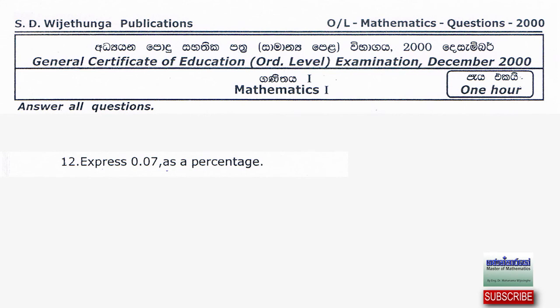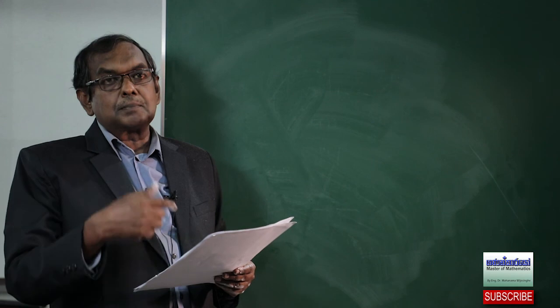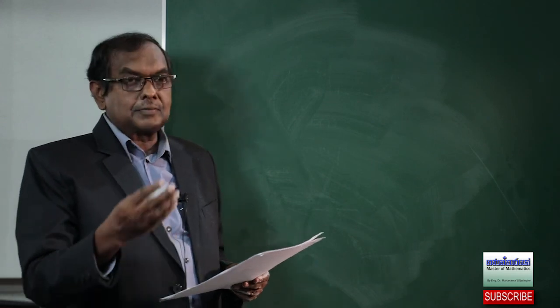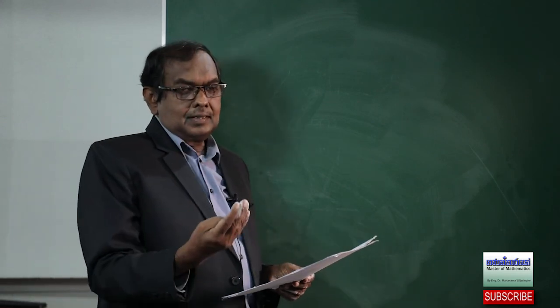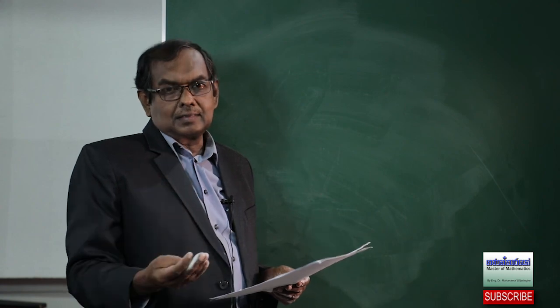Next question, number 12. Express 0.07 as a percentage. How do we get the percentage? That means how do we change the decimal value to the percentage? The normal thing is we have to multiply this by 100.